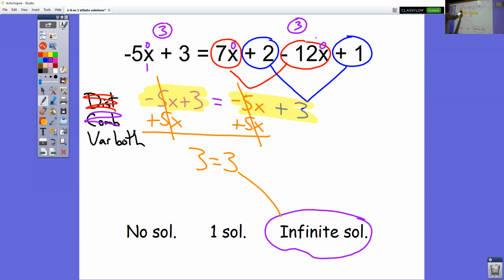If I took a 1 and subbed it in, well, I'd have negative 5 times 1, which is negative 5, plus 3 is negative 2 for that side of the equal sign. If I sub in a 1 here, I'd have 7 plus 2 minus 12 plus 1. 7 plus 2 is 9. 9 minus 12 is negative 3. Negative 3 plus 1 gives me my negative 2. Notice that I had the same thing on both sides of the equal sign. So 1 would be an answer. If I took a 2 and subbed it in, that would check too. So every single number you could possibly think of is an answer to this equation.